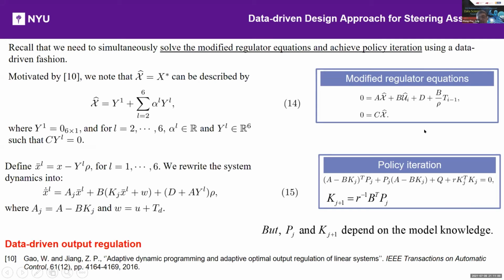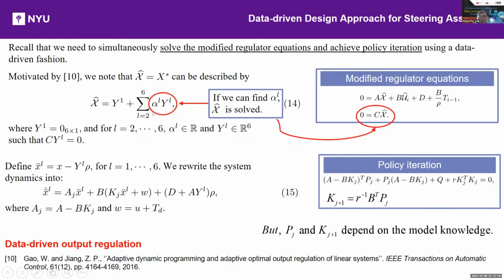be able to write, for example, the modified regulator equations as a linear combination of the basis of the null space of the output mapping. The output mapping is unknown, but the basis function you can find. So eventually, if you're able to compute, for example, the unknown parameters of y, we should be able to find a solution to the regulator equation.